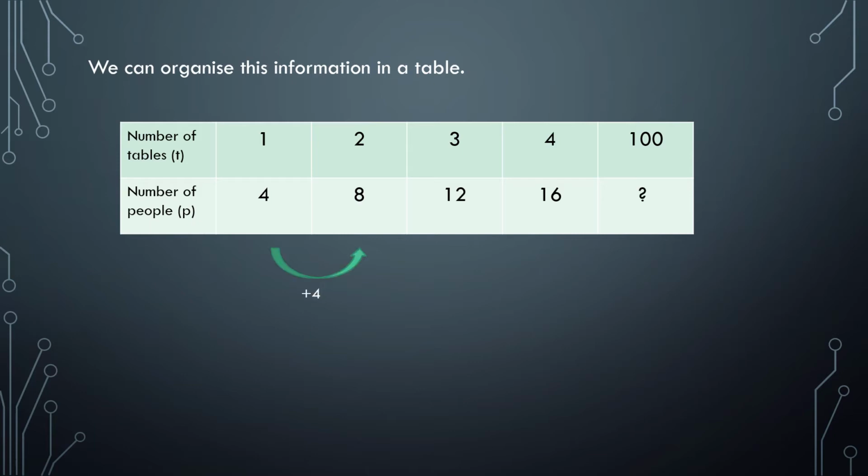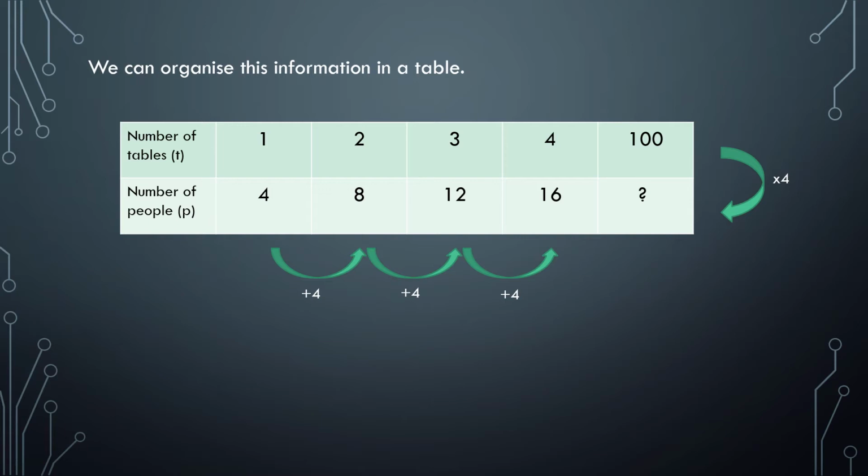So what we're going to consider is what happens when we increase our tables. When we go from 1 table to 2, we had 4 people, to 8, we've gone up by 4. We've added 4 on there. When we add in another table, we add in 4 more people. Add in another table again, we add in 4 more people. And so we're thinking of a pattern that we know goes up in 4s. The pattern that we should be thinking of is the 4 times table. And in fact, what we find is we've just taken the number of tables, multiplied it by 4, and that gives me the answer in the bottom row.